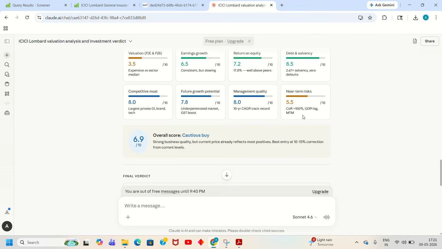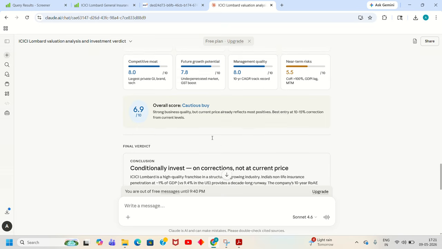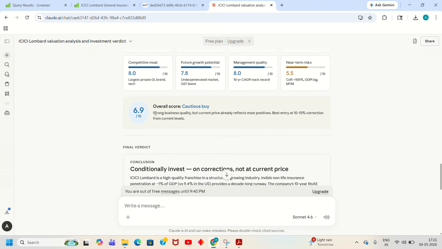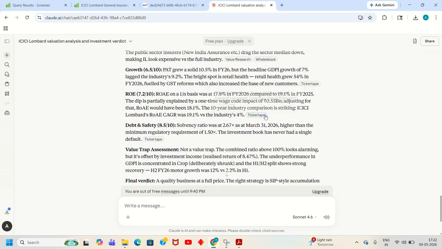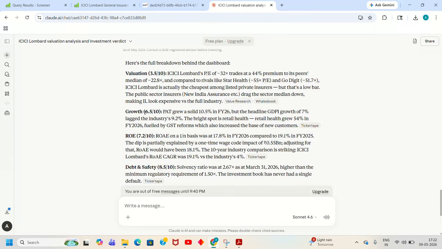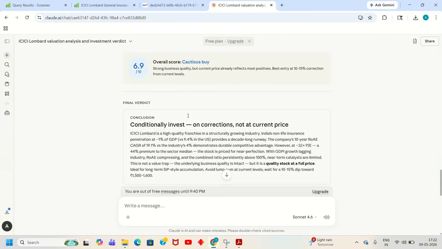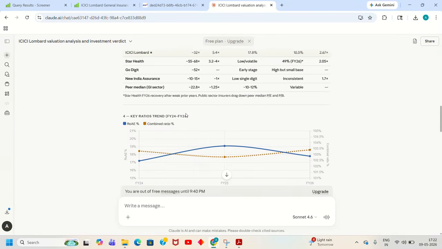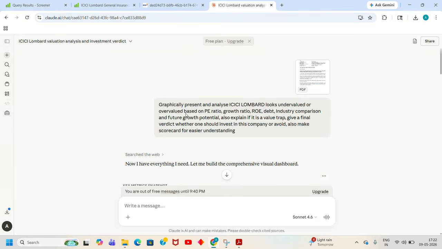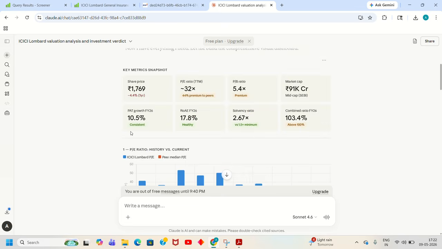Near term risk, COR is greater than 100%, GDPI lag, etc. Overall, they are stating cautious buy, strong business quality, but the current price already reflects more positives. Best entry at a 10 to 15% correction from current levels. So this is the final word, and also they have stated a final verdict. This is the final verdict that Claude has generated based on the prompt that we had entered and the presentation that we had attached.